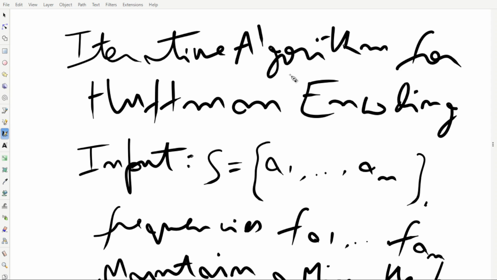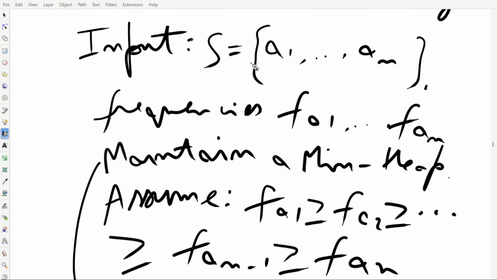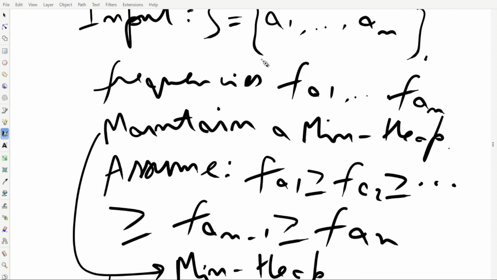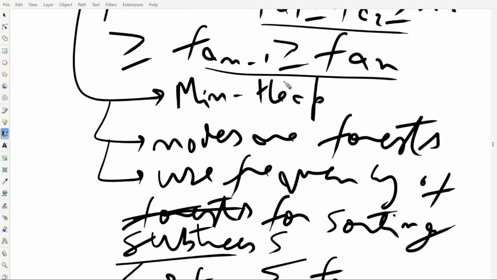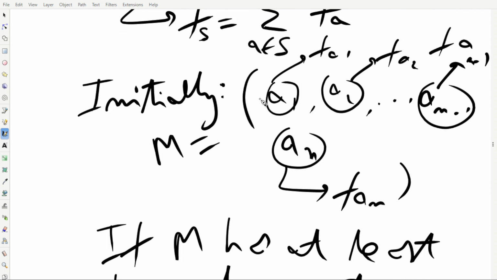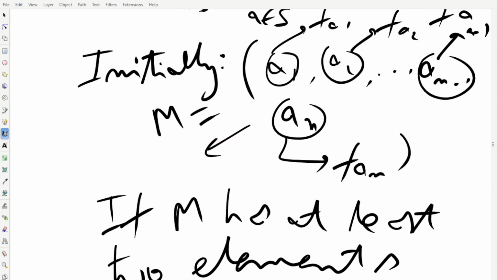This Huffman's algorithm has time complexity n log n, and we can easily derive it. So this is the algorithm. Here we have to maintain a min heap. Initializing a min heap, we can do in n log n time, or if we sort it, it will take big O of n log n. So this initialization step takes big O of n log n.